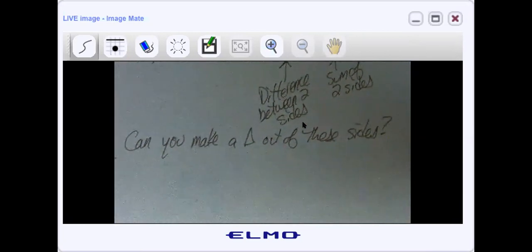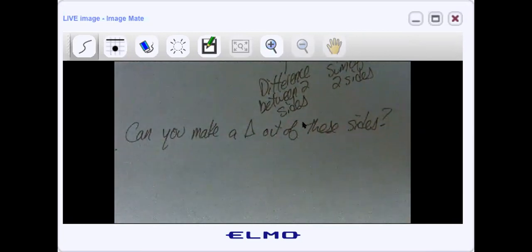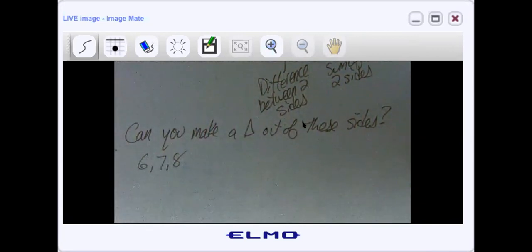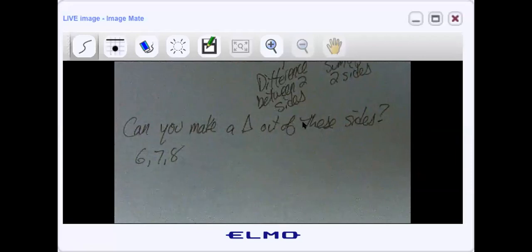So the question is, can you make a triangle out of these sides? Let's just try 6, 7, 8. Would that work? Feel free to send me your thoughts in the chat. Could you make a triangle out of 3 side lengths of 6, 7, and 8? Notice, I don't care what kind of triangle. I'm not looking for necessarily right, obtuse, or acute. I just want to know, can I make any triangle out of 3 side lengths of 6, 7, 8? I got 1 vote for yes. Keep them coming, people.